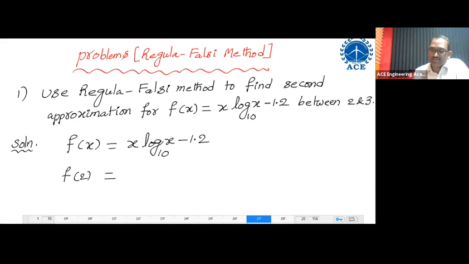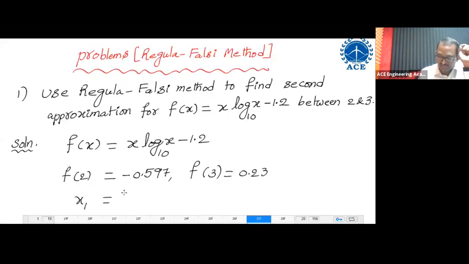In the examination, method name will be mentioned. You will be asked to solve one problem using bisection method or regular falsi method. Method name will be mentioned. f of 2, someone has given the answer, minus 0.597. f of 3, 0.23. So the first approximation: f of 2 and f of 3 are of opposite signs, so the root lies between 2 and 3.